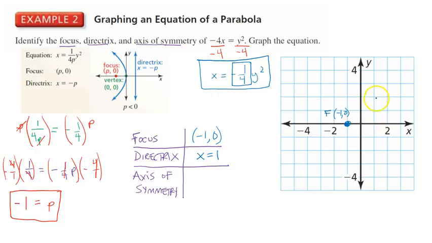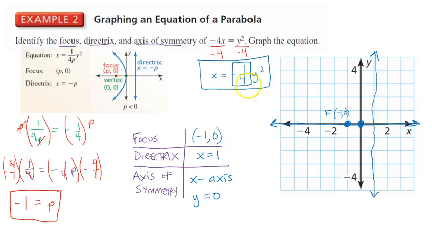So x equals 1 is a vertical line that I draw so straight and nice right there. Our axis of symmetry goes through the focus, so it is the x-axis, also known as the line y equals 0. And then to graph the equation, I know that the vertex is halfway between the focus and the directrix, so the vertex is at 0, 0.